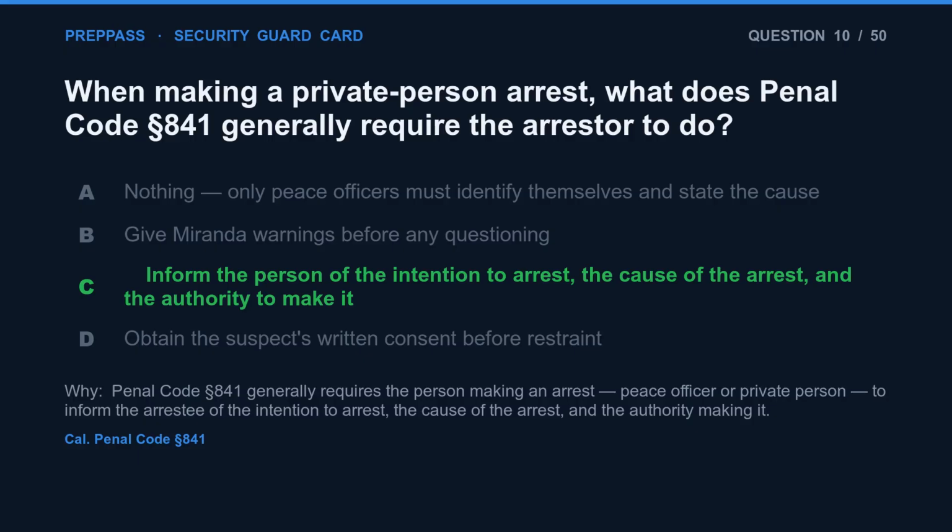The correct answer is C. Penal Code Section 841 generally requires the person making an arrest, peace officer or private person, to inform the arrestee of the intention to arrest, the cause of the arrest, and the authority making it.